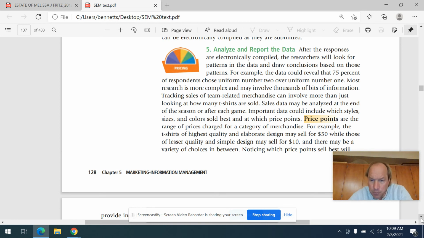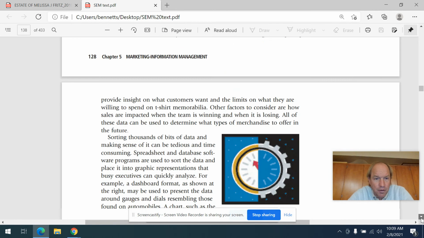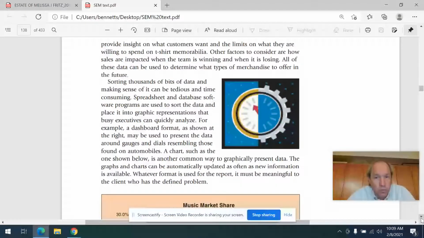And there may be a variety of choices in between. Noticing which price points will sell best will provide insight on what customers want and the limits on what they are willing to spend on t-shirt memorabilia. Other factors to consider are how sales are impacted when the team is winning and when it is losing. All of these data can be used to determine what types of merchandise to offer in the future.